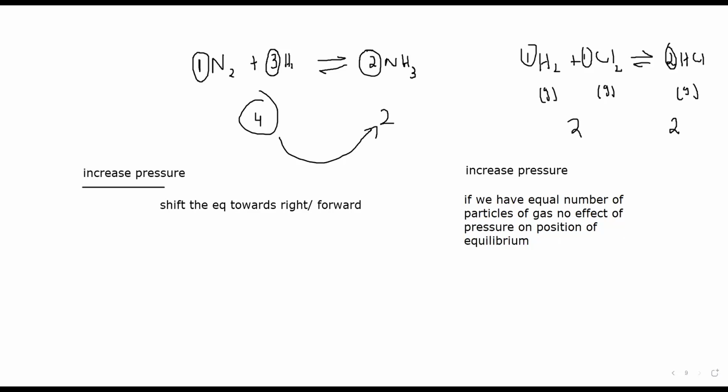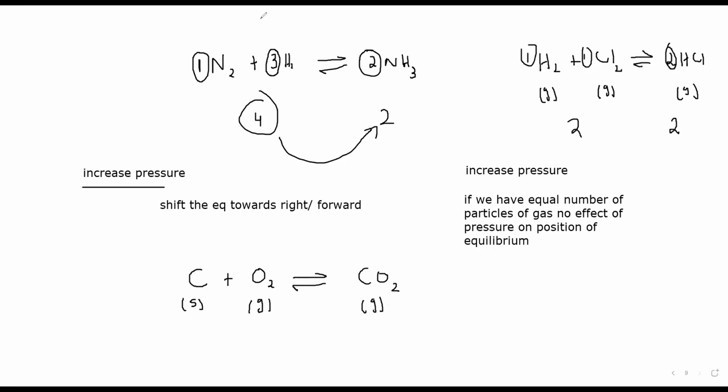So if you have an equal number of reactant and product particles, then there is no effect of the pressure on the position of equilibrium. Another reaction, say carbon was reacting with oxygen, forming carbon dioxide. This is solid, this one is gas, this one is also a gas.